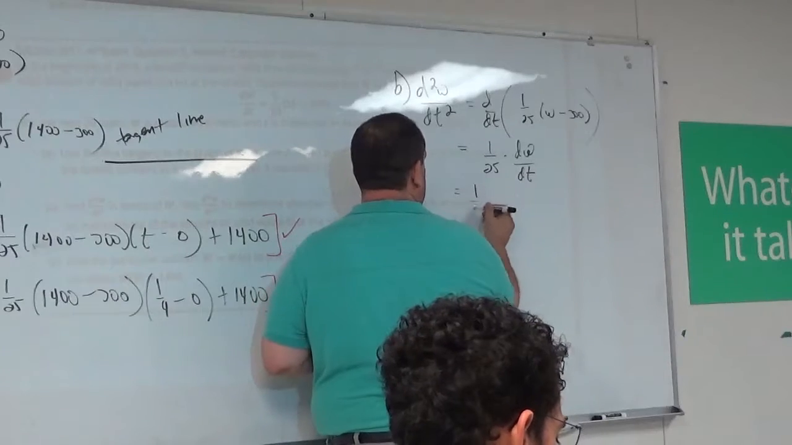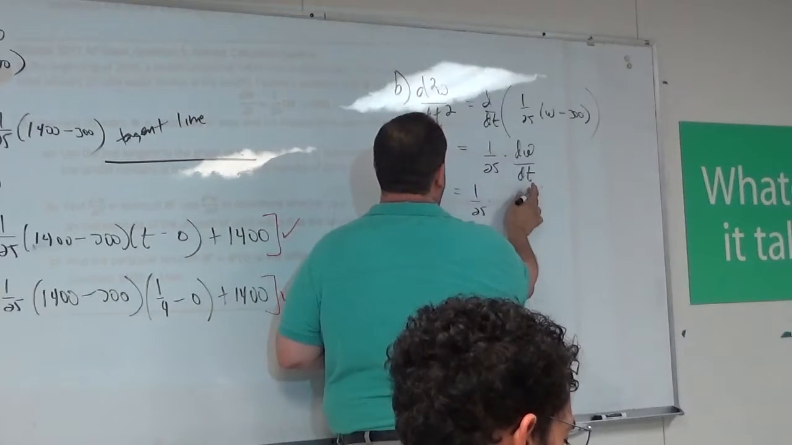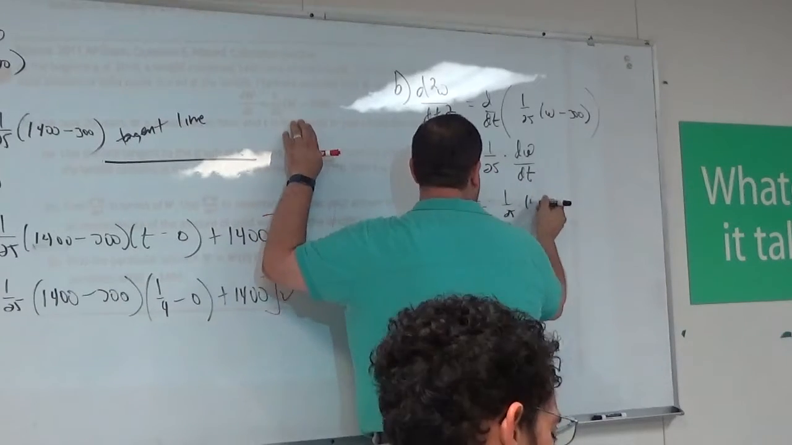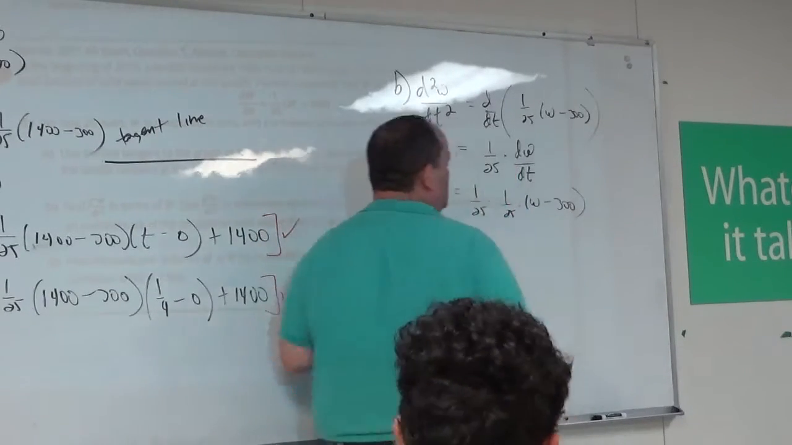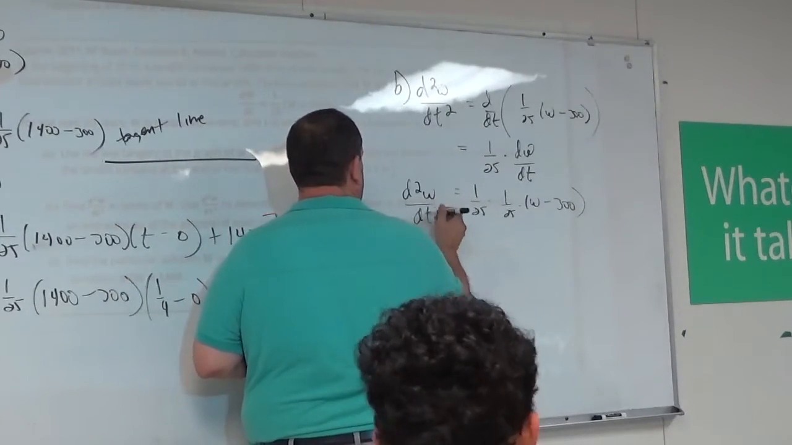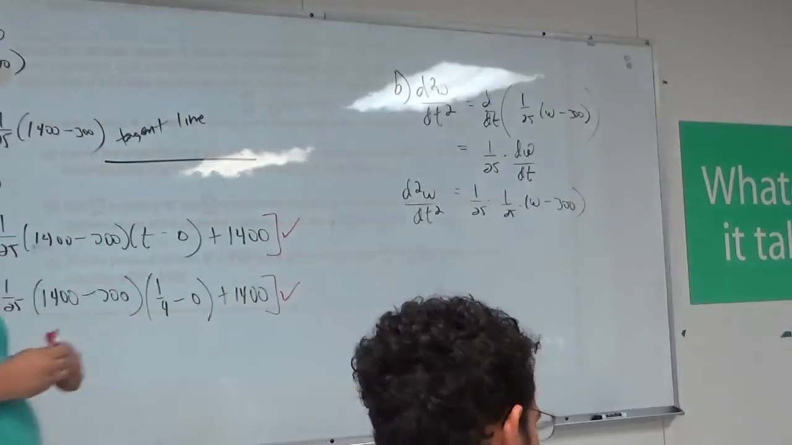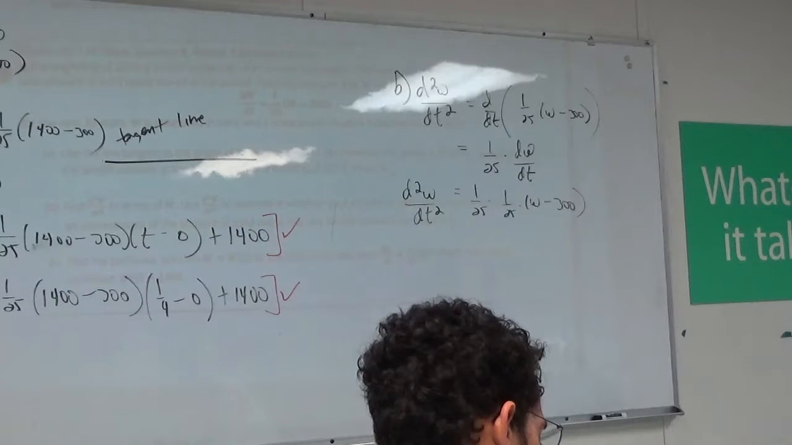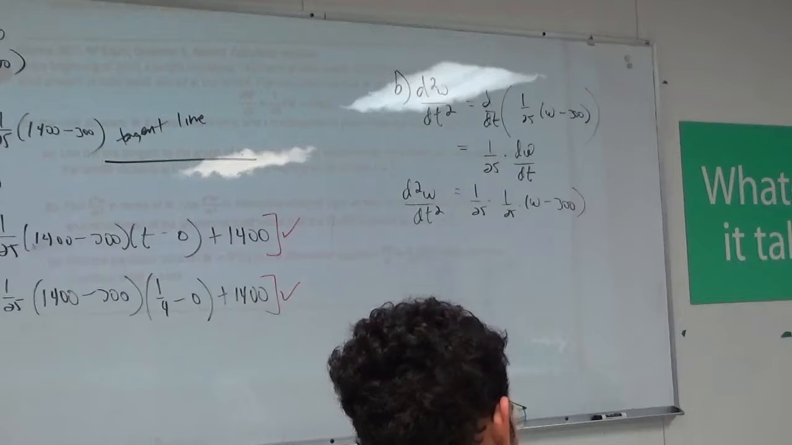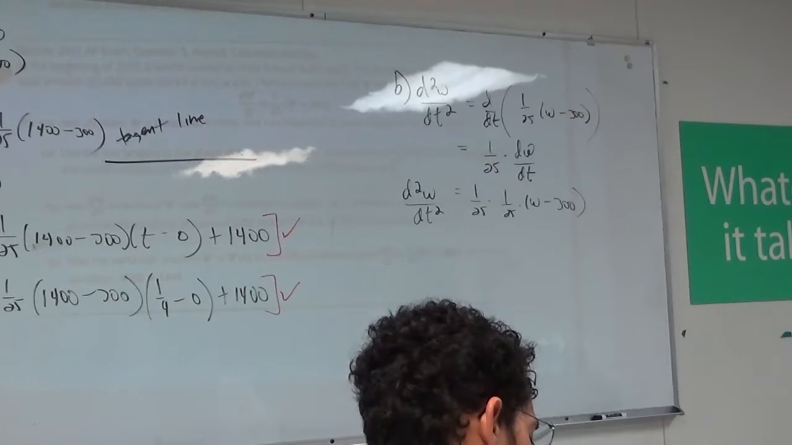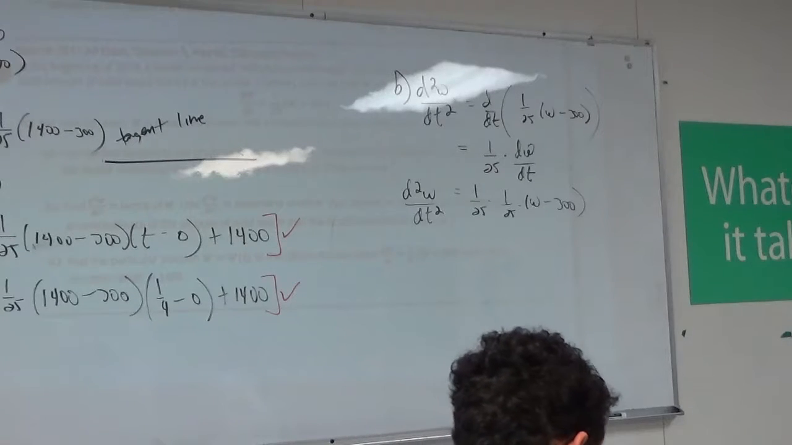Now they said express this in terms of W, so now you take the dW dt and you go back over here and say, oh, this is 1 over 25 times (W minus 300). That's your second derivative. There is another part in part B, but I want you guys to move on to part C, because I'm only going to give you guys about 4 more minutes here. Part C is worth 5 points. Your goal is to pick up all of them.